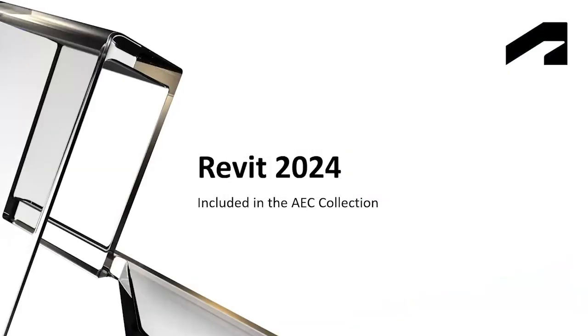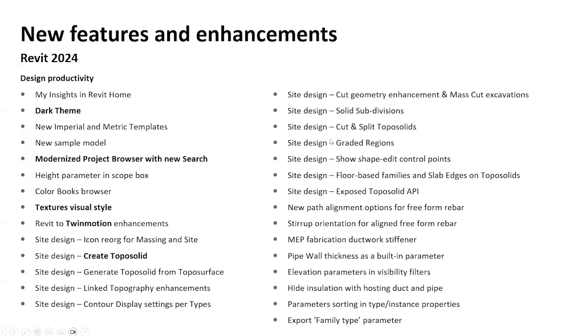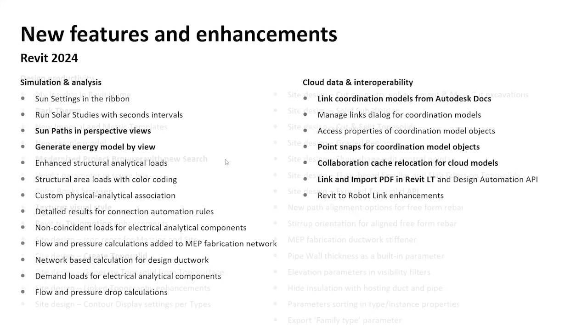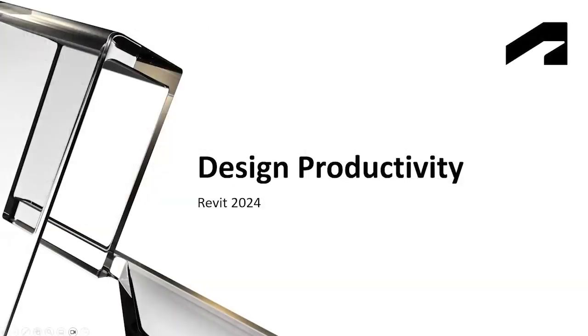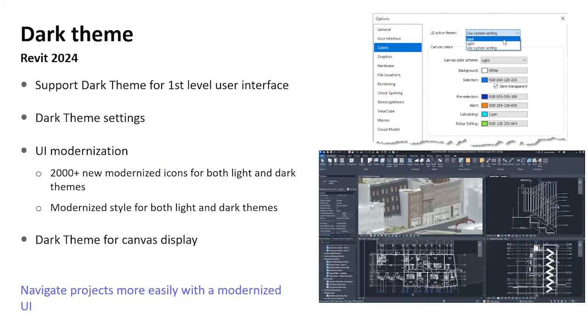Since we were talking about exporting to Revit from Forma, let's move into Revit 2024, my favorite topic. Included in the AEC collection, there are so many new features available with 2024. Some of the ones that I prefer the most are the dark theme, the project browser control, some visual styles that are available, Twinmotion, and more. Of these topics, I'm going to focus on a few: design optimization and design productivity, for instance. So here's the dark mode. It's the first time that we've had the true ability to switch Revit into a dark mode.